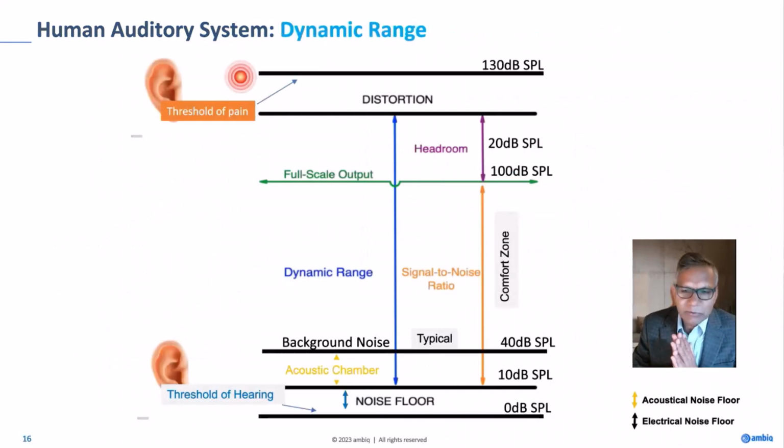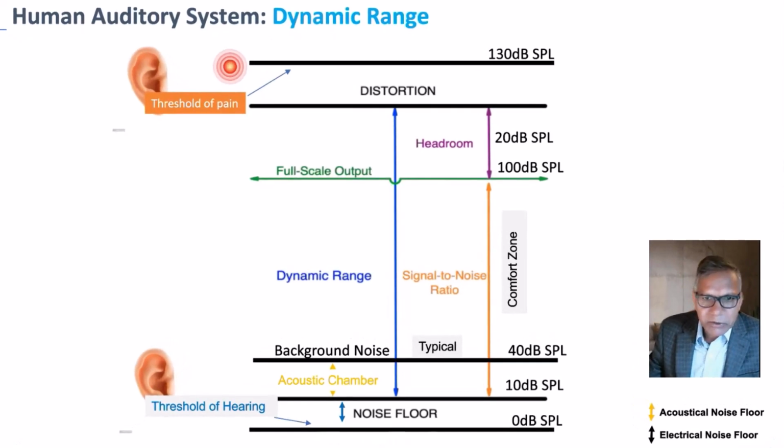Now, coming back to the dynamic range, we briefly described this when we were talking about the amplifier. The human auditory system can hear from 0 dB SPL all the way to 130 dB. However, 130 dB SPL is what we call the threshold of pain, meaning beyond that, you don't really want to play sound. Signal to noise ratio is determined by the noise floor and the full scale output.